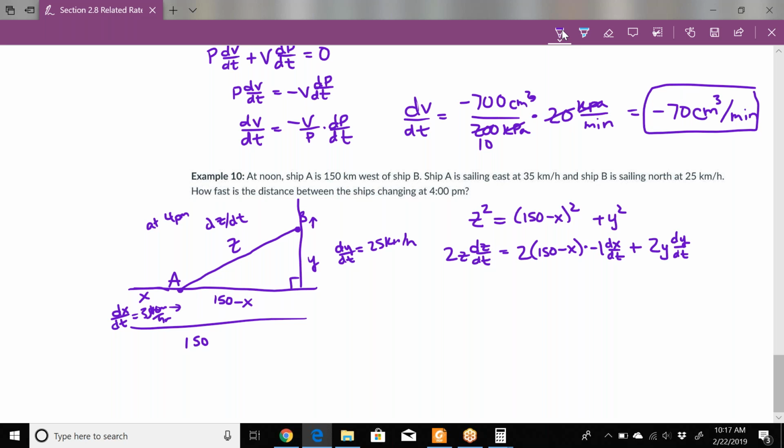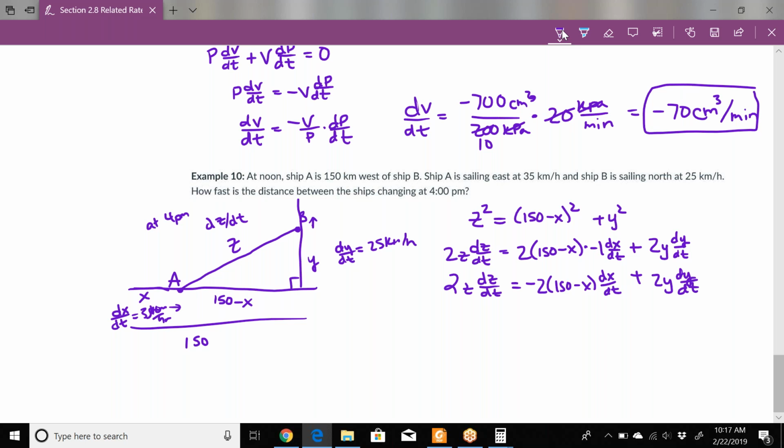So let's see if we can clean this up a little bit. This is 2z dz/dt. This is 300. Actually, I might just leave that factored and just bring the negative to the front. Let's do that, just trying to make it easier to plug into in just a second. So this would be -2 times (150 minus x) dx/dt. That'll be a little easier to plug into, and then plus 2y dy/dt.